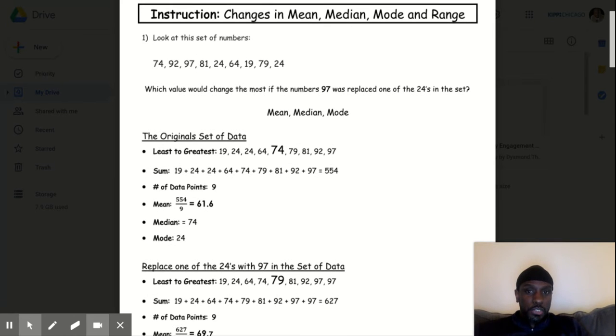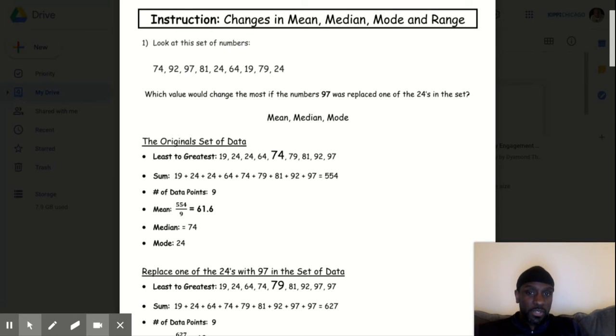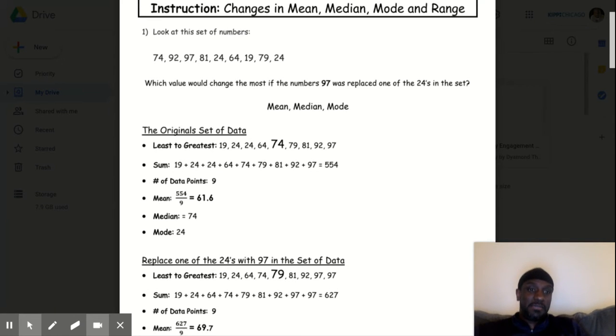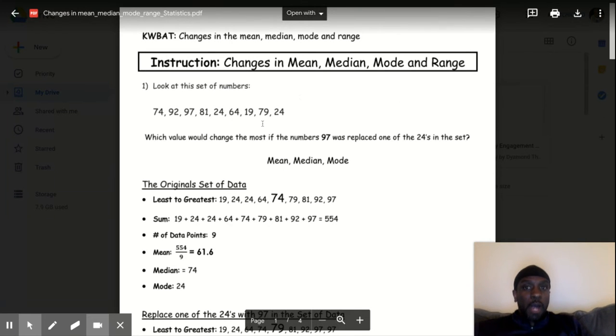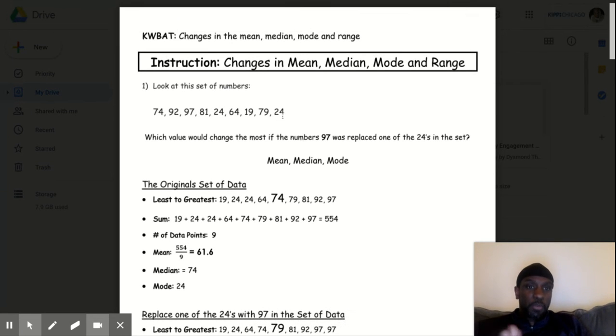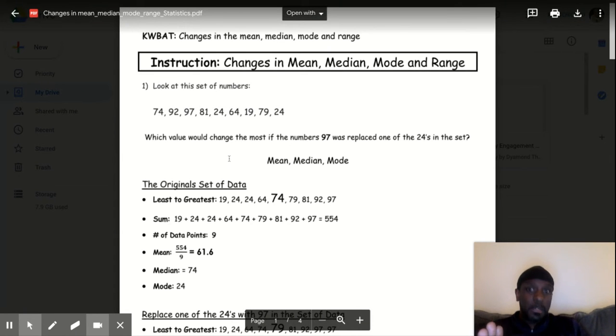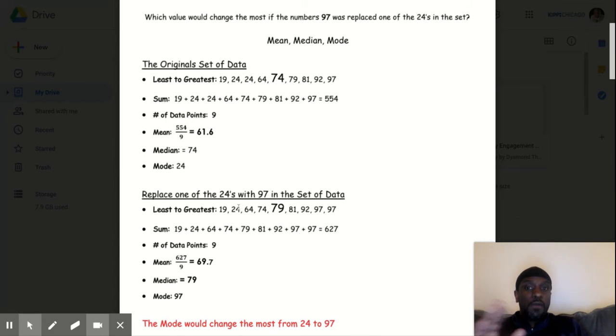Now what you're going to do is replace one of the 24s with the 97. The original set of data is up here. I'm going to erase one of the 24s and put a 97 in. So now I have two 97s. Let's look at the data now. From least to greatest: 19, 24, 64, 74, 79, 81, 92, 97, 97. This is the new data. I replaced one of the 24s with the 97.